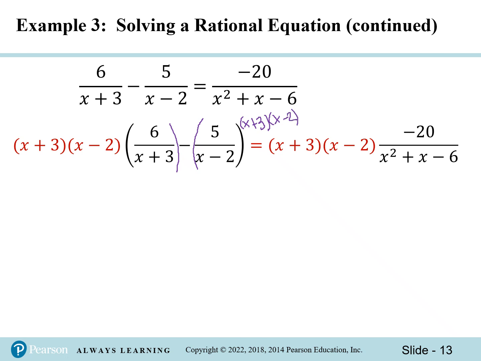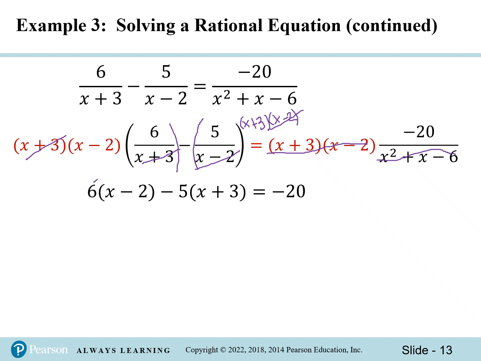So what's going to happen on the left-hand side is here the x plus 3's are going to cancel out. On the right side of the left side of the equation, sorry, I don't mean to be confusing, the x minus 2's cancel each other out. On the right-hand side, this whole entire thing will cancel with this whole entire thing because that's that factor. So I'm left with 6, because that was that numerator, times (x minus 2) minus 5 times that (x plus 3), which was left. And since everything canceled out, I'm just left with negative 20.